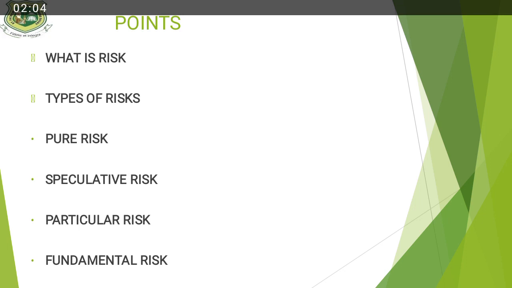Then speculative risk. The person is aware of the risks involved. For example, if you want to go into a business, you are aware that either you make profit or you make loss. So if you are going into that business, that means you are taking a risk. So this is a type of speculative risk.